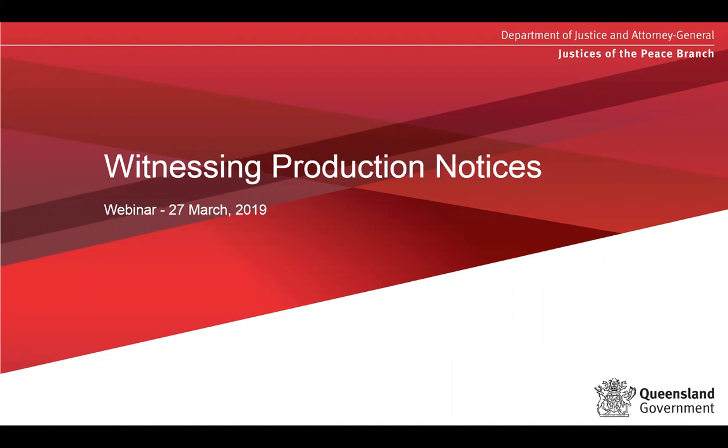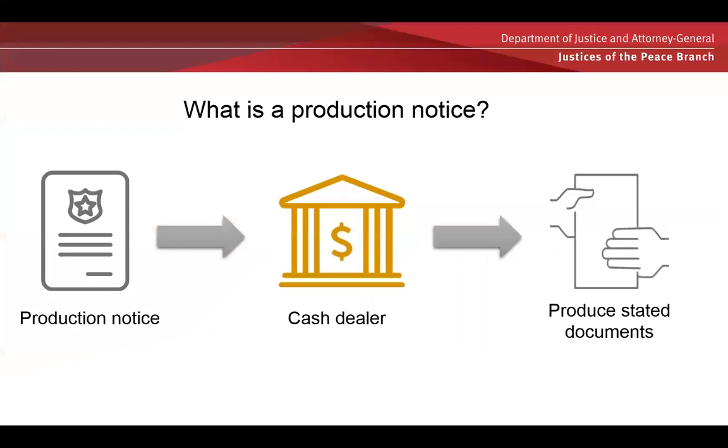Let's move on. What is a production notice? A production notice is a physical document authorising a Queensland police officer to obtain stated documents from a cash dealer. On screen is a visual representation. The production notice, once issued by a Justice of the Peace qualified, is given back to the police officer, who then gives it to the cash dealer. Then the cash dealer must produce those stated documents by a specific time. I will go over that later in the webinar, but that specific time is not legislative. The police officer nominates the time and place where the documents are to be produced.